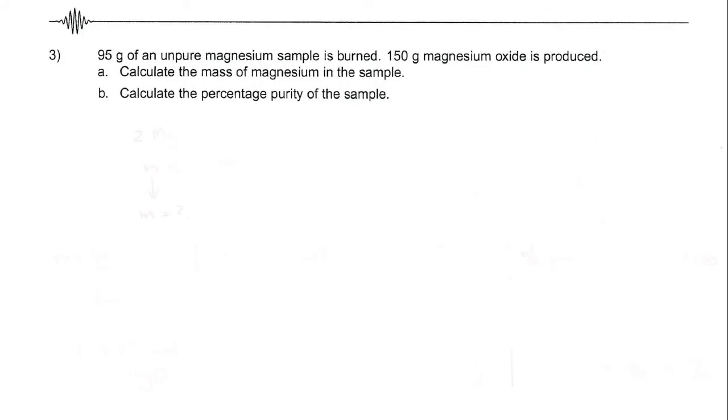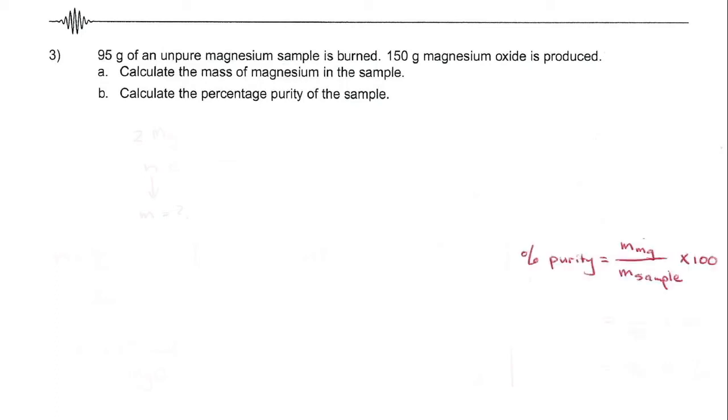Now in number 3, they tell you 95 grams of unpure magnesium. So immediately, if it's unpure, you have to be very careful. Don't use that mass in a mole calculation because some of that 95 is actually not magnesium, right? And then they tell you that 150 grams of magnesium oxide is produced. Now the first problem here is they don't give you an equation. Let's just start with the percentage purity equation.